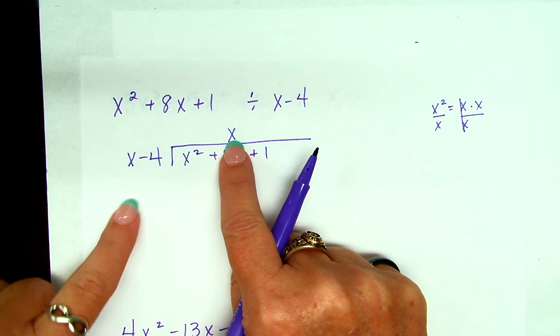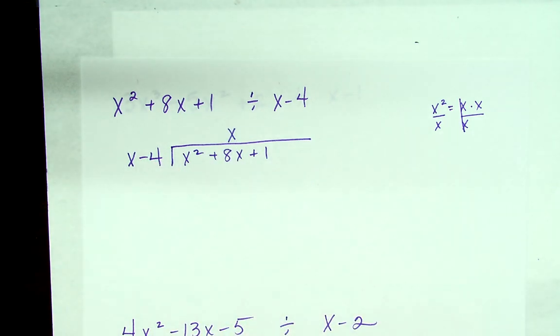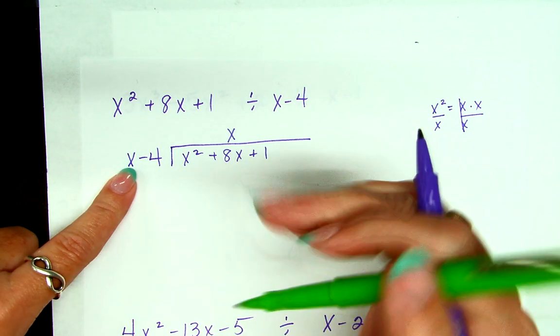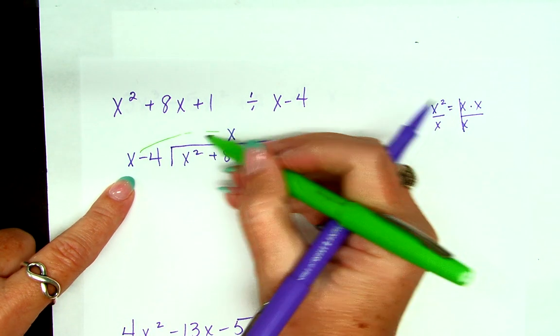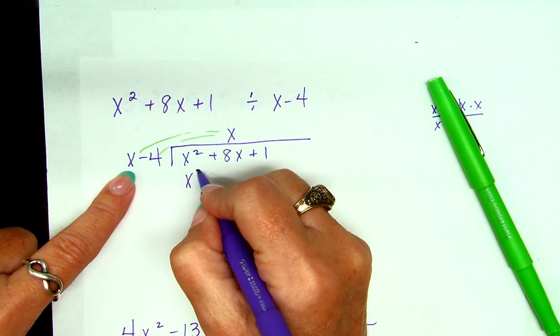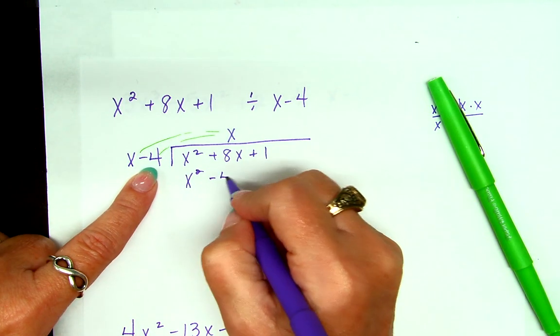What do you think I do with this x now? Multiply it. But this time I don't just multiply it by the x. You know, before I was only messing with first terms. I multiply it by each of these two things. So what is x times x? X squared. And what is x times negative 4? Negative 4x.